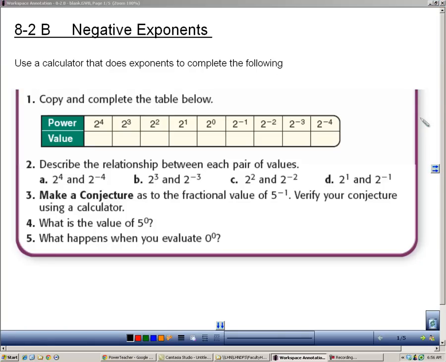Section 8.2b is about negative exponents. To begin, I would like you to pause the video and work your way through these questions using a calculator and trying to find or discover some relationships between exponents. You'll get the most out of this if you pause and try it on your own and then come back and see what the answers are.